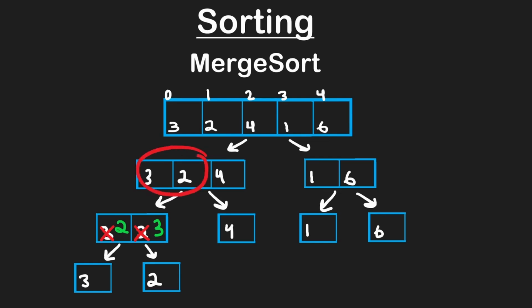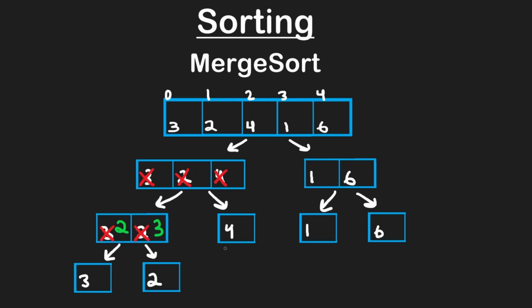We have this portion sorted. Now we need this portion sorted. Well, it's just a single element, so this is the base case. So now we don't care about the original values that were over here. We have two sorted arrays, and we want to merge them together into the original array.